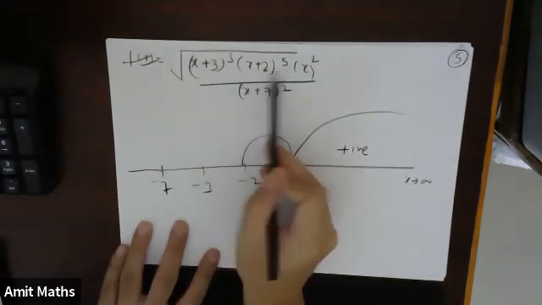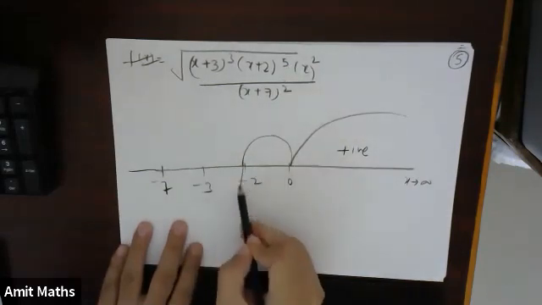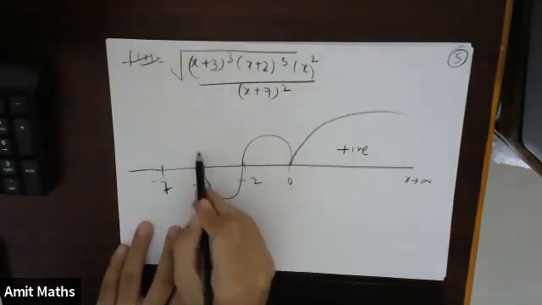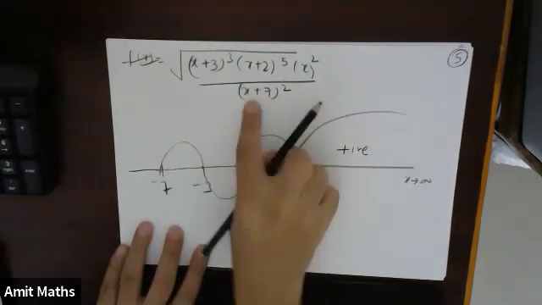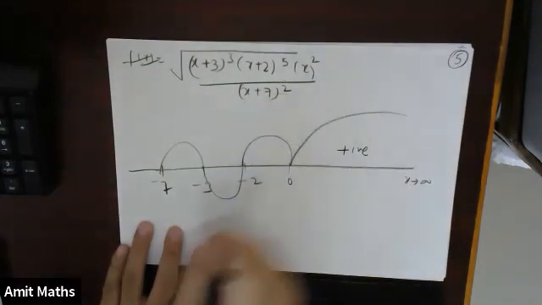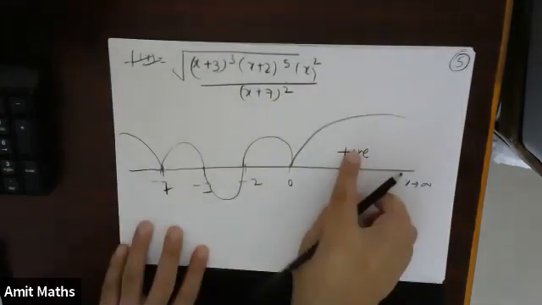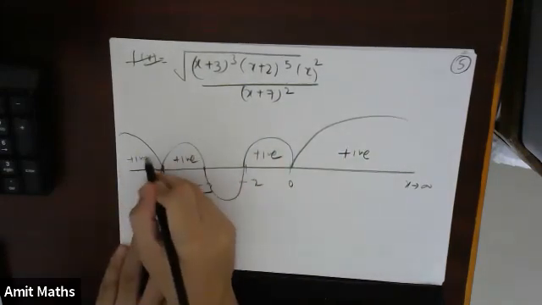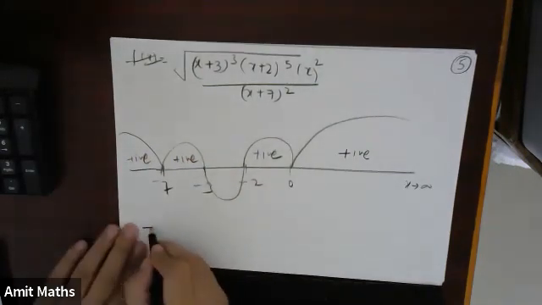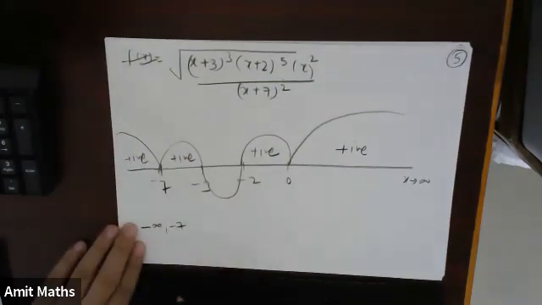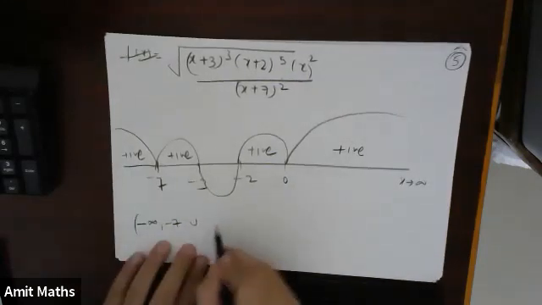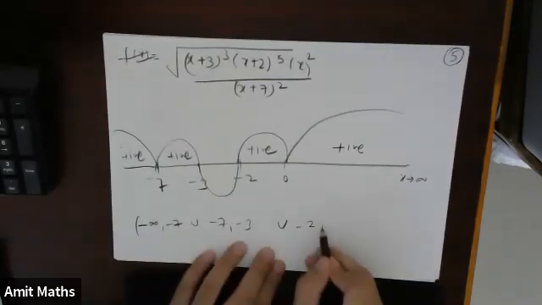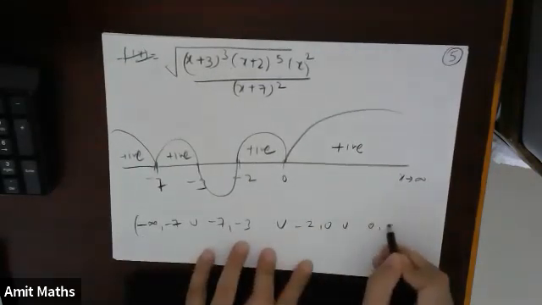Okay, at minus 2, the power is odd. That means it will change the sign. At minus 3, the power is odd. That means it will change the sign. At minus 7, the power is even. That means it will bounce back. So that means this is positive, this is positive, this is positive, and this is also positive. So the domain of this will be minus infinity to minus 7 union minus 7 to minus 3 union minus 2 to 0 union 0 to infinity.